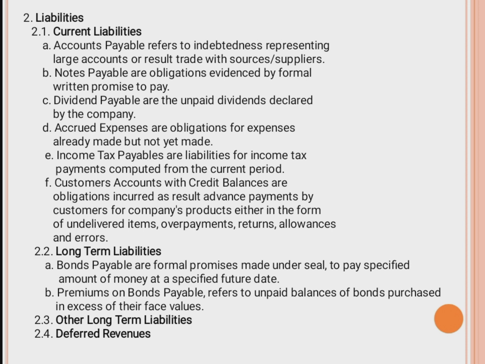F, customers' accounts with credit balances are obligations incurred as a result of advance payments by customers for company products, either in the form of undelivered items, overpayments, returns, allowances, and errors. 2.2, long-term liabilities. A, bonds payable are formal promises made under seal to pay a specified amount of money at a specified future date. B, premiums on bonds payable refers to unpaid balances of bonds purchased in excess of their face values. 2.3, other long-term liabilities. 2.4, deferred revenues.